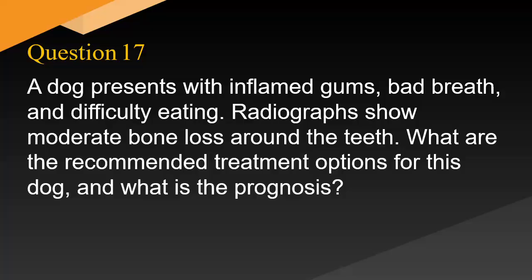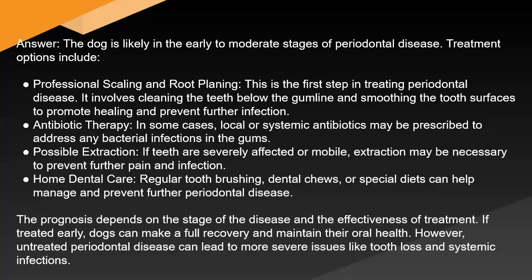Radiographs show moderate bone loss around the teeth. What are the recommended treatment options for this dog, and what is the prognosis? Answer: the dog is likely in the early to moderate stages of periodontal disease. Treatment options include professional scaling and root planing. This is the first step in treating periodontal disease.